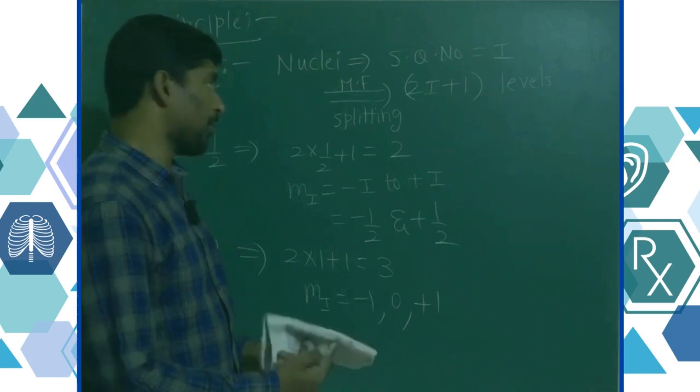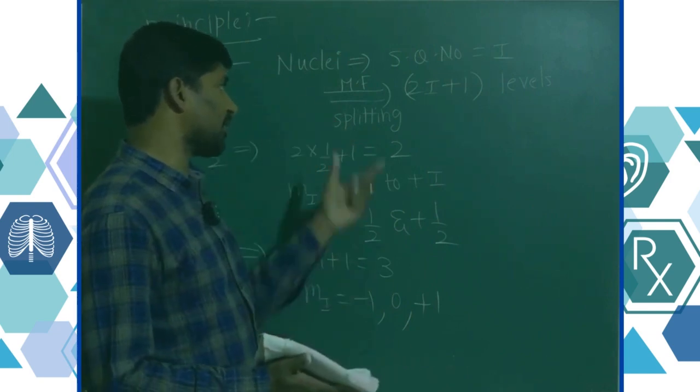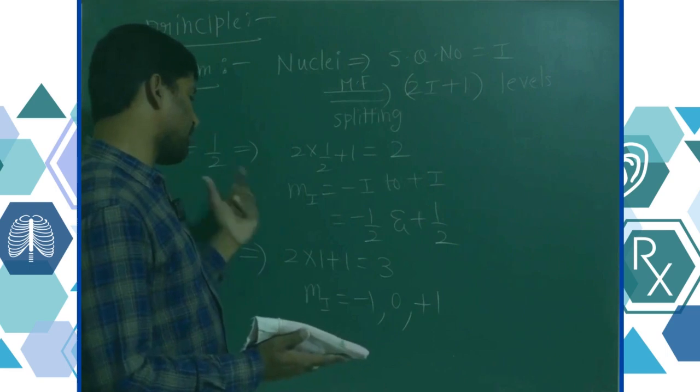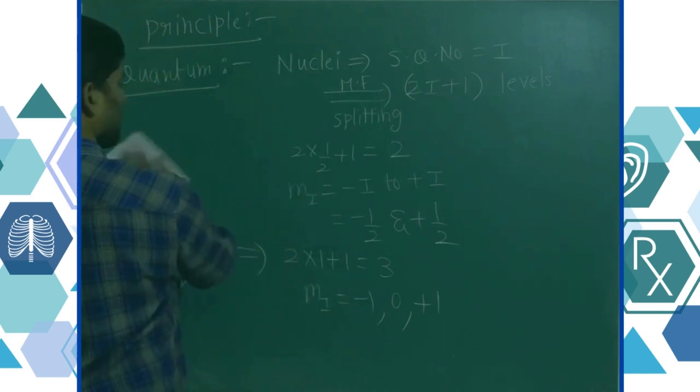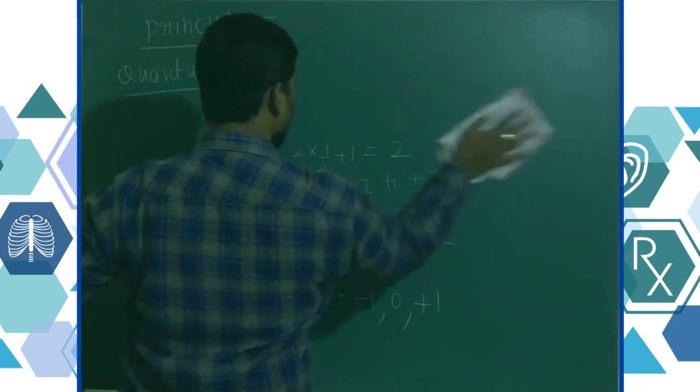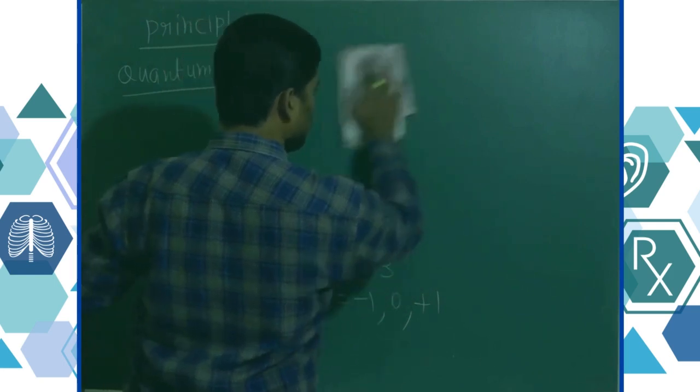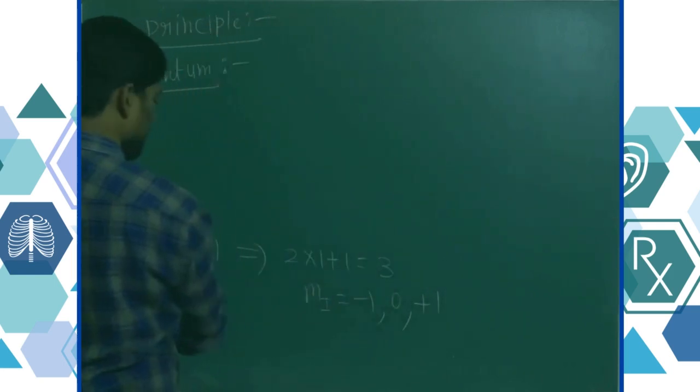According to the quantum approach, whenever a nucleus is placed in the magnetic field, it splits into 2I plus 1 levels. Those 2I plus 1 levels are differentiated by MI values. The possible MI values are minus I to plus I in integer steps, including 0.